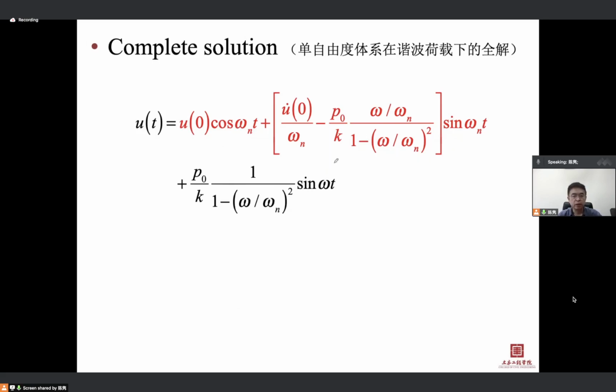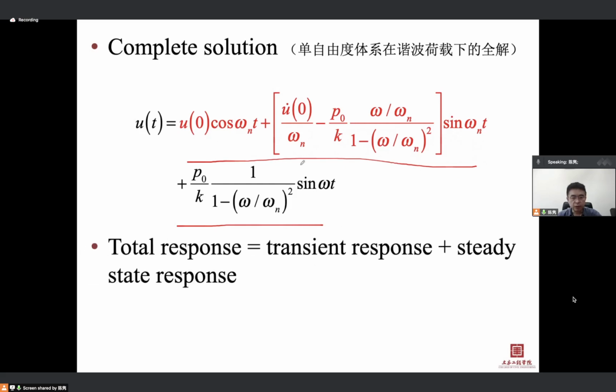The first part, in red, has a frequency equal to the natural frequency of the system, which means this part vibrates at the natural frequency of the system. And in this part, you see sine omega t, while this one is omega n t. This part vibrates at the frequency of the external load. So this is the natural frequency part, and this is the external load frequency part.